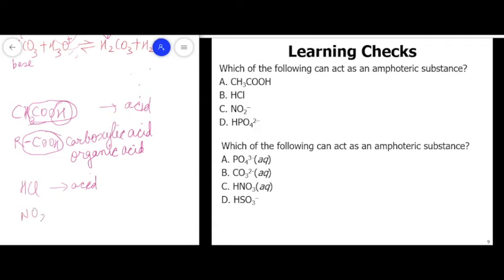Next option is NO2 minus. This actually does not have a proton to donate. It can accept a proton that would balance this charge for sure, but it does not have a proton that it can donate. So this cannot act as an acid.